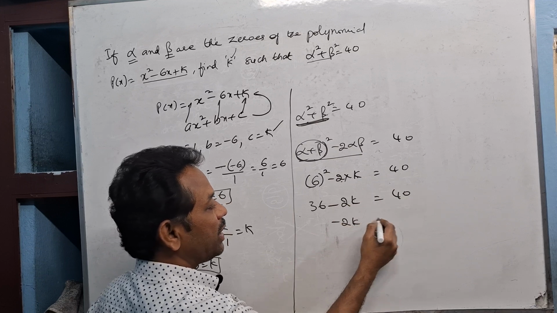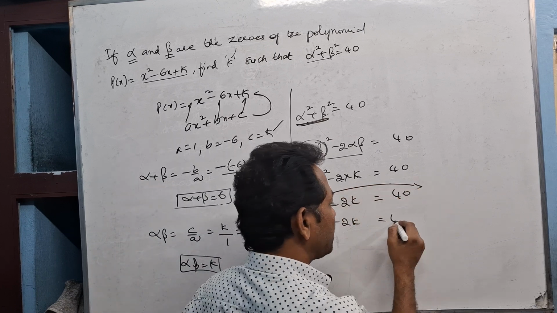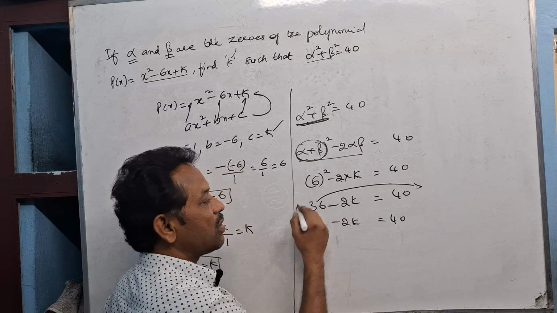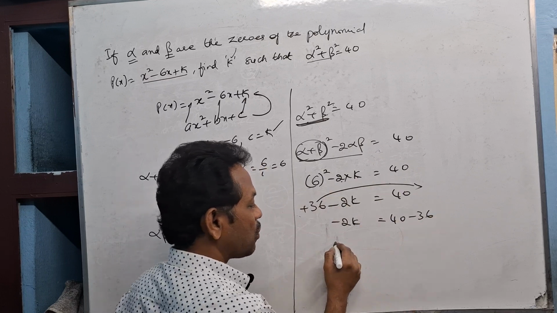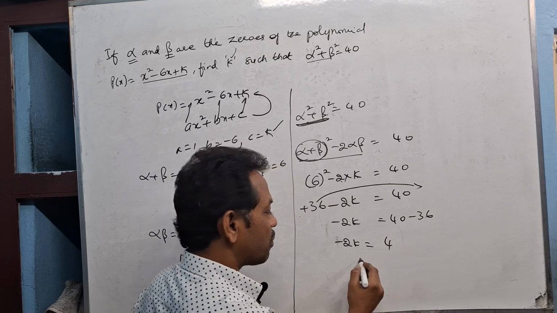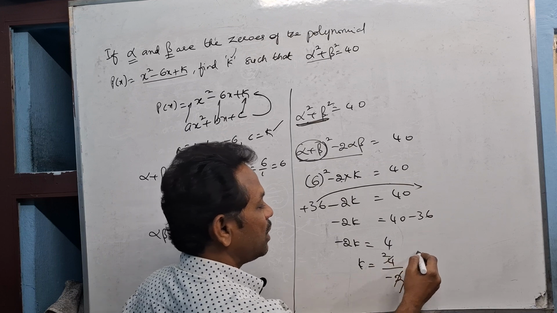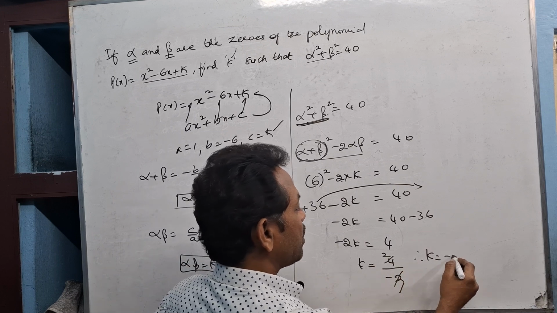So -2k = 40 - 36, since 36 is shifted to that side and becomes minus. So -2k = 4. So k = 4/(-2). 2 ones are 2, 2 twos are 4. Therefore, the value of k is -2.